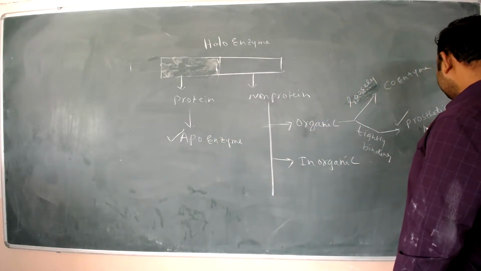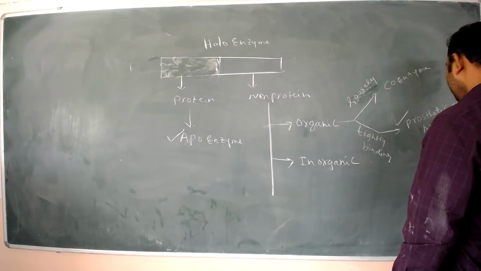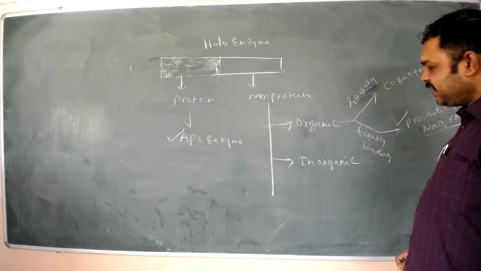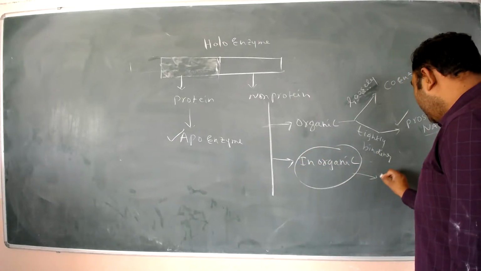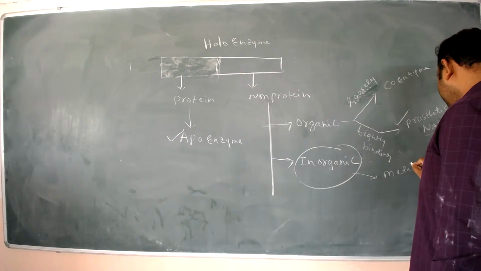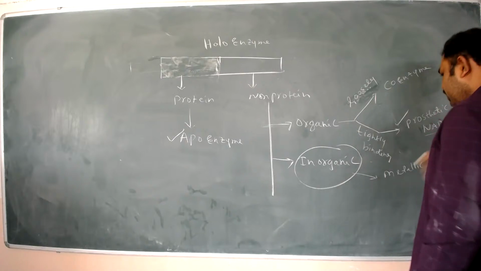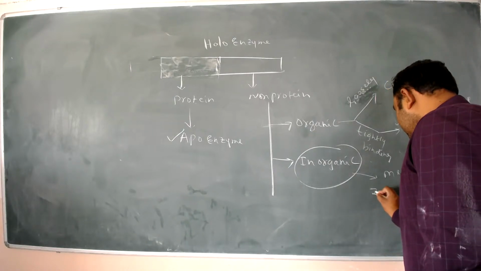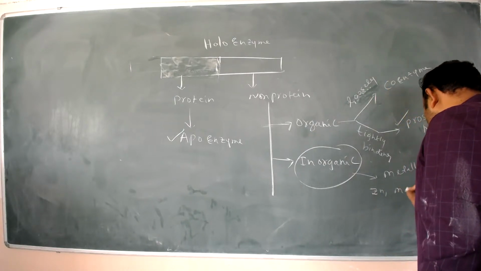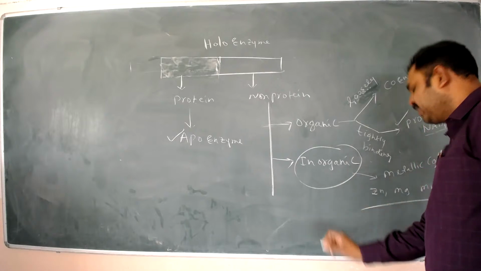What are working as a prosthetic group? NADs, FADs, they are acting as prosthetic groups. And next one, inorganic composition. Here they are called the metallic cofactors. In the holoenzyme, there is an inorganic composition. Inorganic composition means zinc or magnesium, manganese, etc. Here inorganic metals will be there.